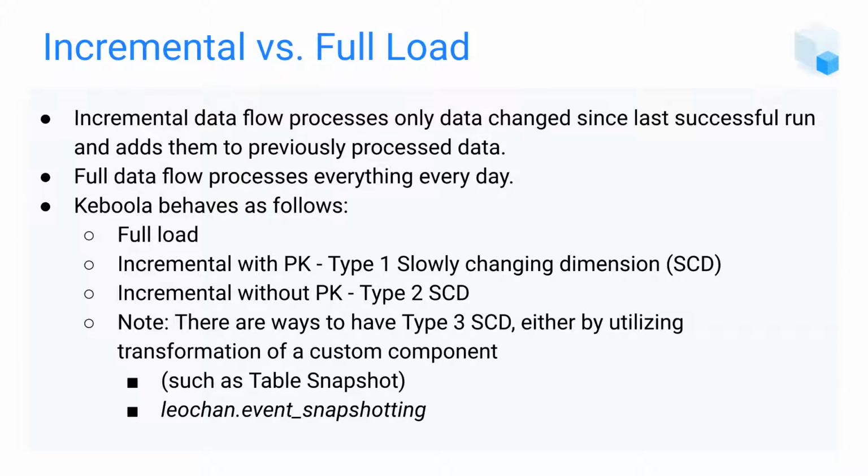Keboola can be used for full loads, and also for incremental load with a primary key, which is the type 1 slowly changing dimension, or the incremental load without the primary key, which is the type 2 slowly changing dimension. Or you can use custom-made components to have the type 3 slowly changing dimension, for example, to create a table snapshot and know when this is valid from what date to what date.